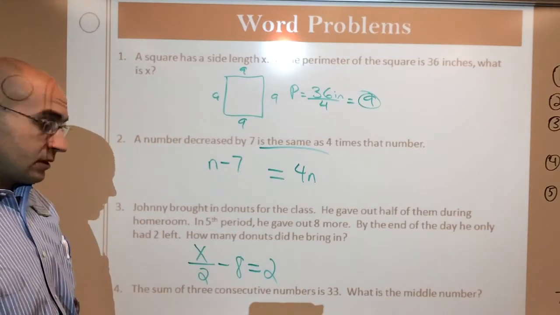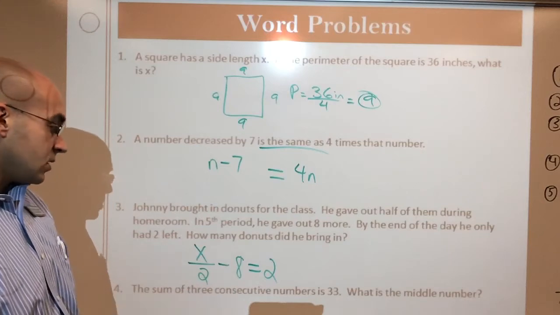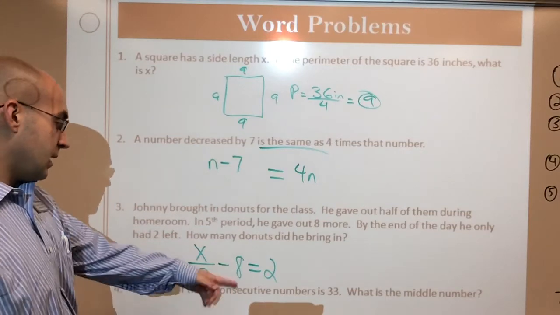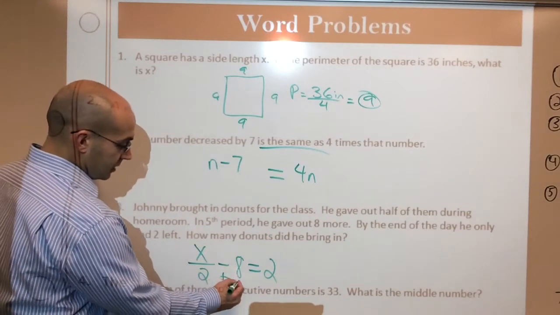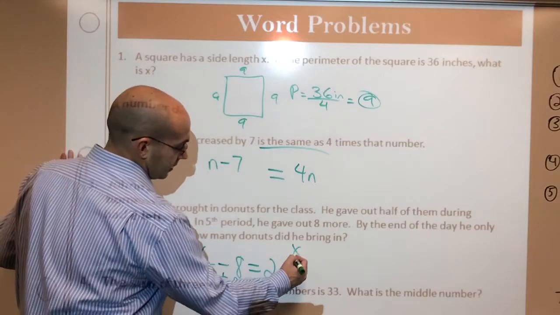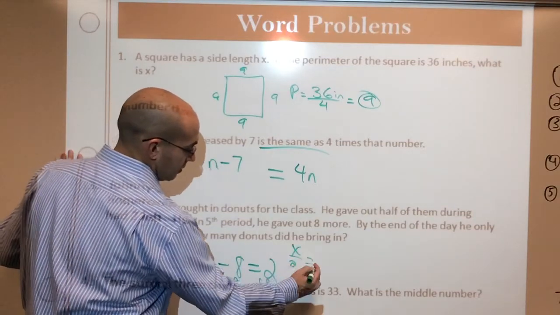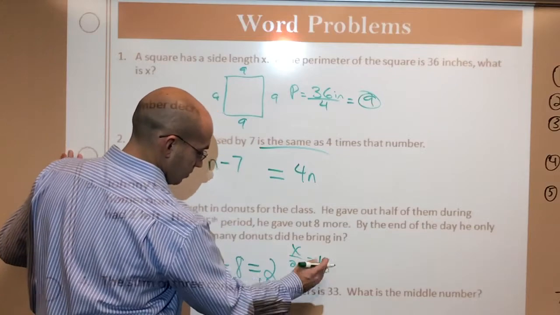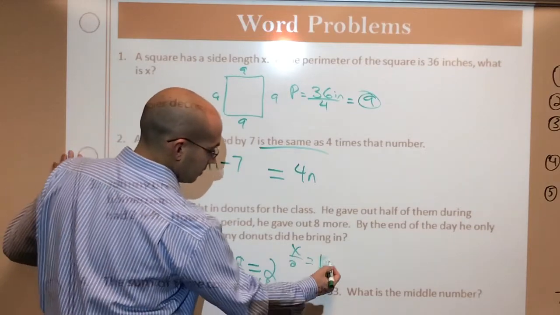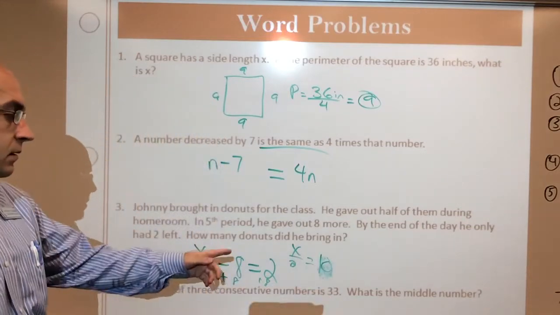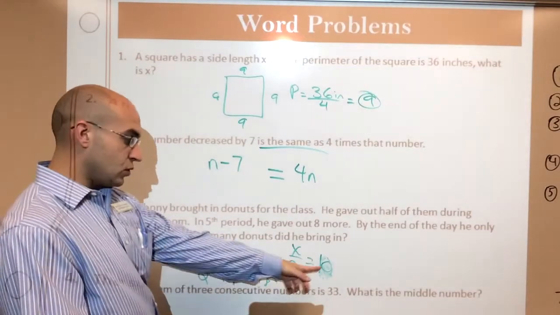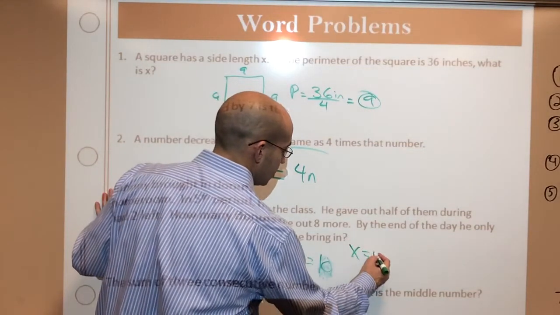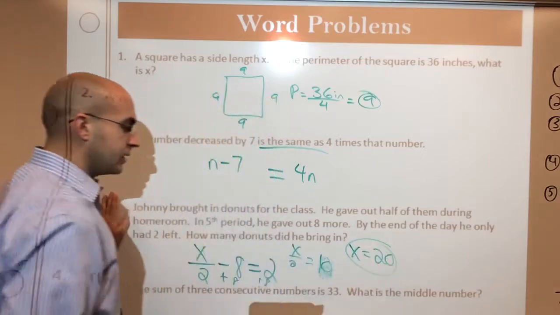So now we have an equation: x over 2 minus 8 equals 2. This is actually just a 2-step that I can solve. So add 8 to both sides. Plus 8, plus 8. So x divided by 2 equals 10. 10, Mr. D. Okay. 10 times 2, right? Multiply by 2 on both sides. So Johnny apparently brought in 20 donuts.